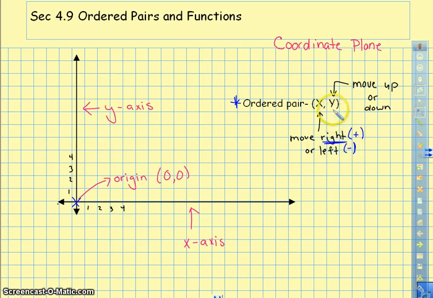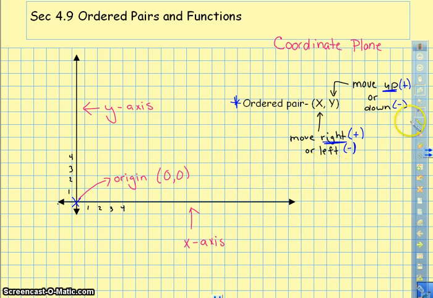For the y, it tells you to move up or down. So you'd move up if it was positive and down if it was negative. So today, once again, we're only dealing with positive y values, so we're just going to be moving up. Okay? When you're working with a coordinate plane, you will always start at the origin. Okay, so let's go ahead and just do 1.